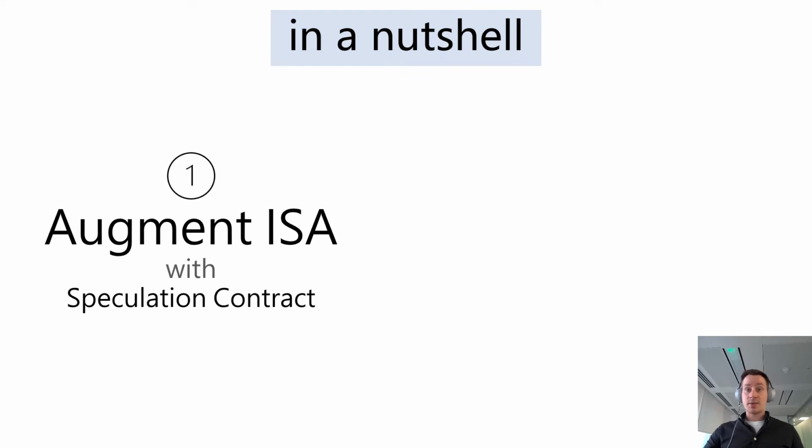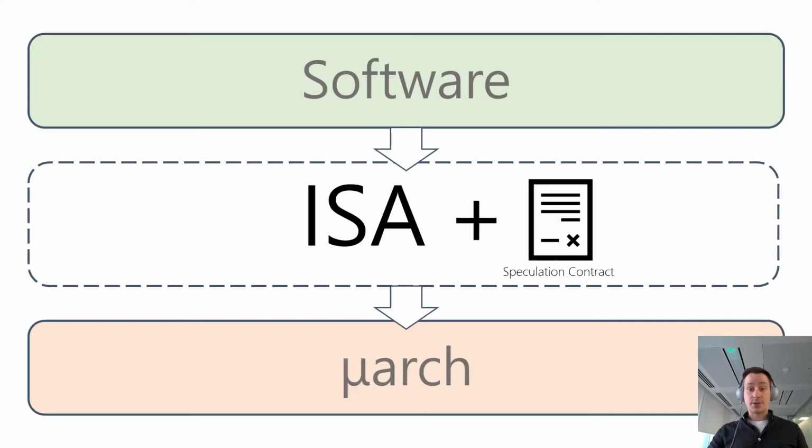First, we describe the missing bits in ISA in the form of a speculation contract. And accordingly, our picture will change to this one, where the software now sees not only ISA, but also the contract that describes the missing parts in the description. This way, software becomes aware of these hardware issues and it can react accordingly and implement, for example, software mitigations.